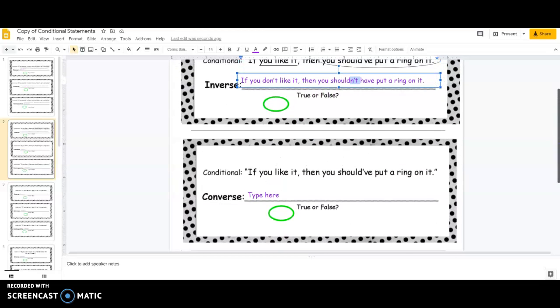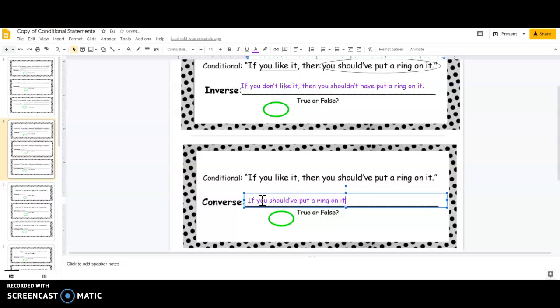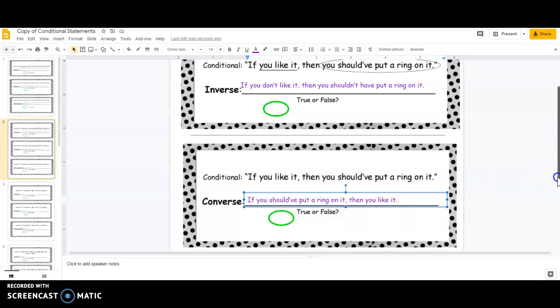Okay, then the converse switches that underline and circle piece. So if you should have put a ring on it, then you like it. And again, I'm not changing the words. I am changing the order and the structure of it, but not changing the actual words unless I'm adding the negation to it. I'm literally just switching the underline piece and the circle piece, because that's my hypothesis and conclusion.